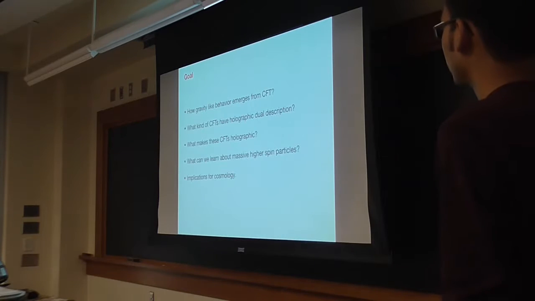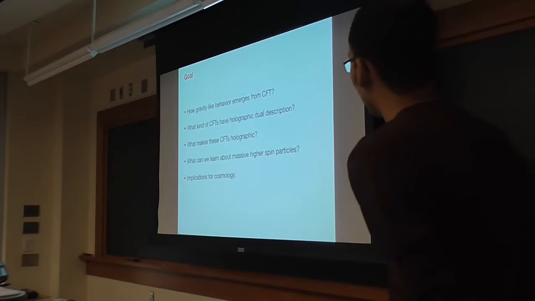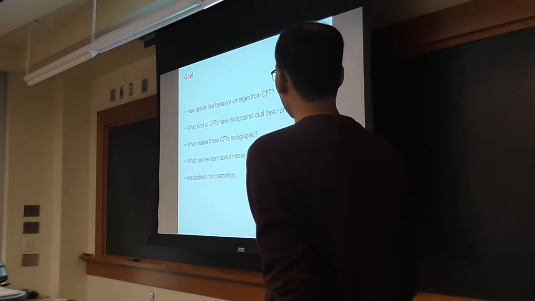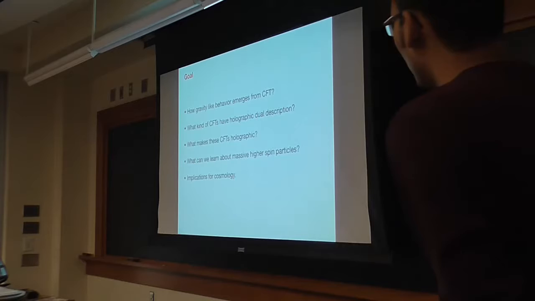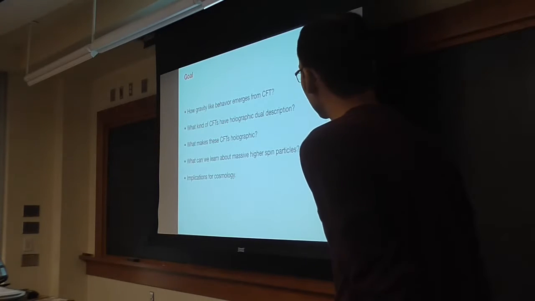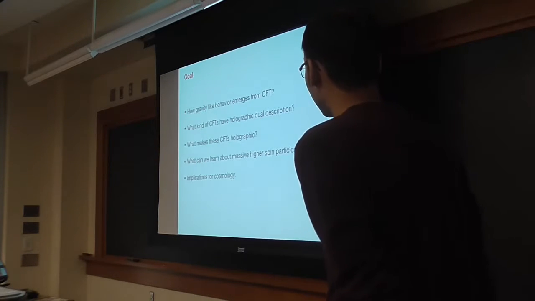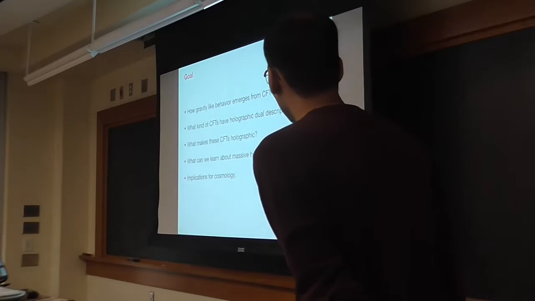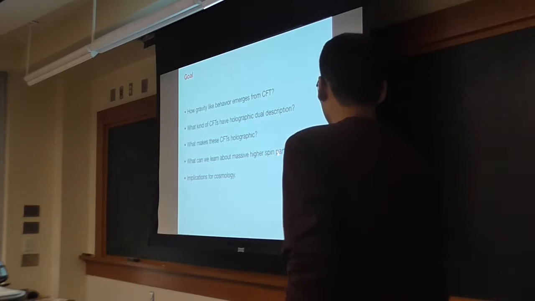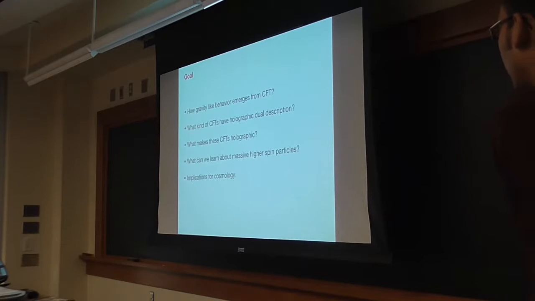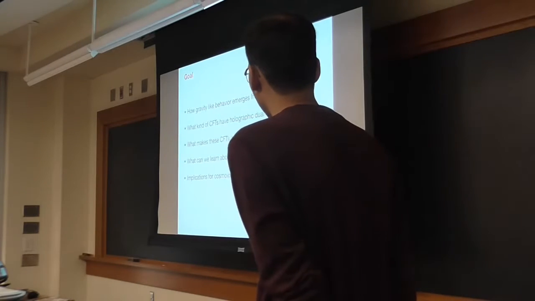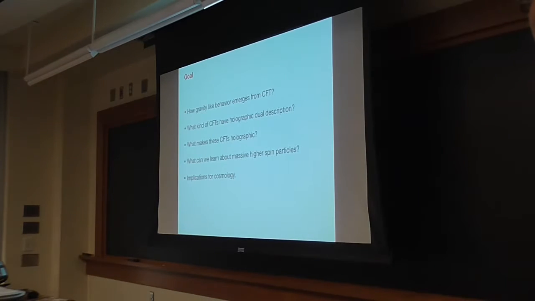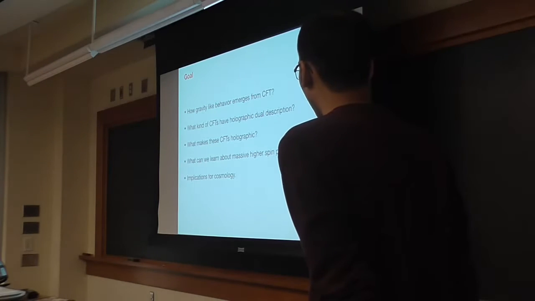First, I'll try to address these questions: how gravity-like behavior emerges, and by gravity I always mean Einstein gravity, how gravity-like behavior emerges from CFT. What kind of CFTs have a holographic dual? What makes a CFT holographic? And apparently it doesn't have anything to do with higher spin particles, but I'll explain why they are related. And I'll ask the question, what can we learn about massive higher spin particles from the first three questions? And then at the end I'll discuss implications for cosmology.